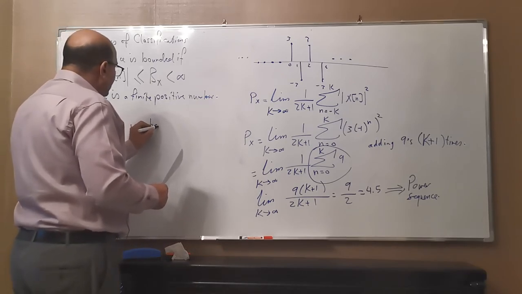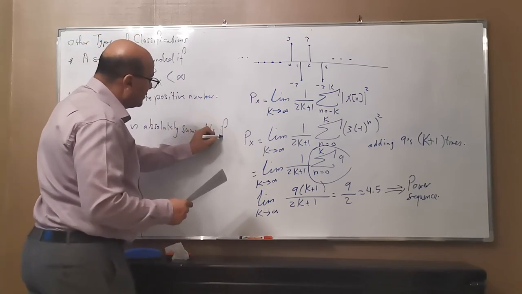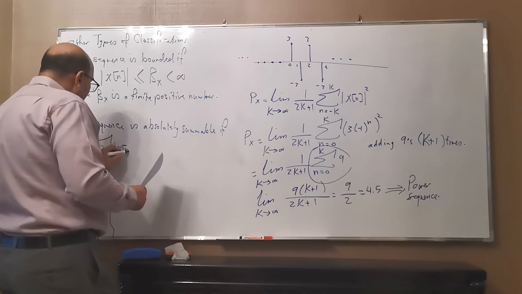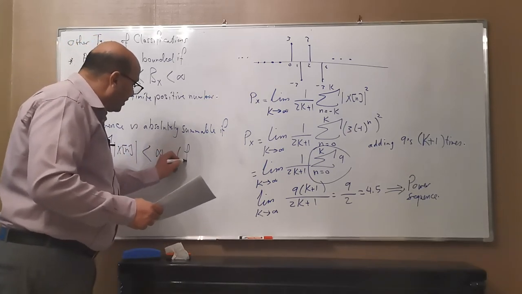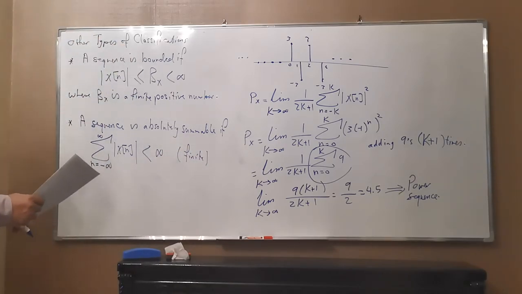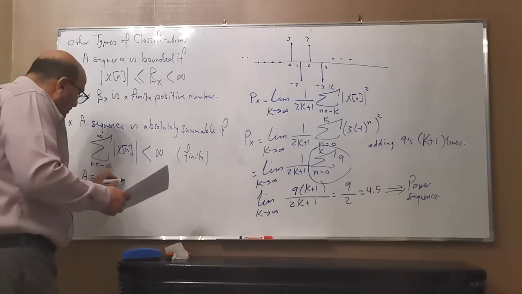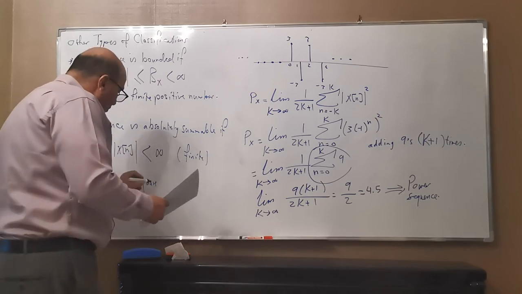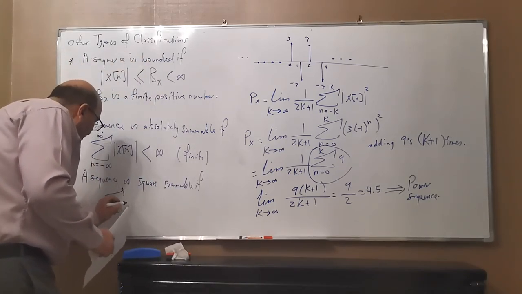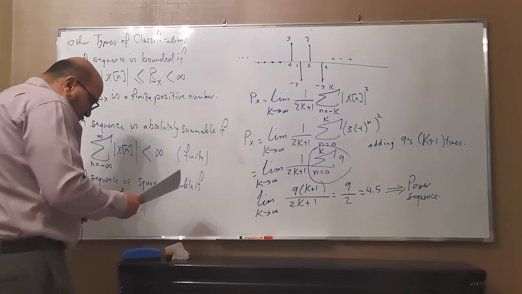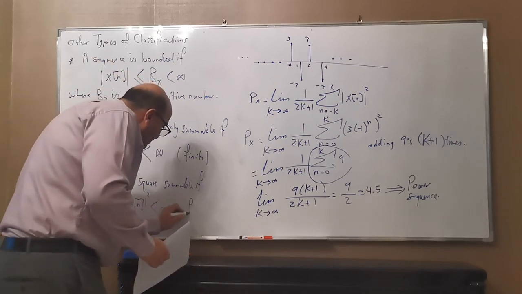Another classification: a sequence is absolutely summable if the sum of the absolute values of x of n from n equals minus infinity to infinity is finite, less than infinity. And the last one: a sequence is square summable if the sum of the squared values, or the magnitude squared of the values, from n equals minus infinity to infinity is less than infinity, and this is finite.